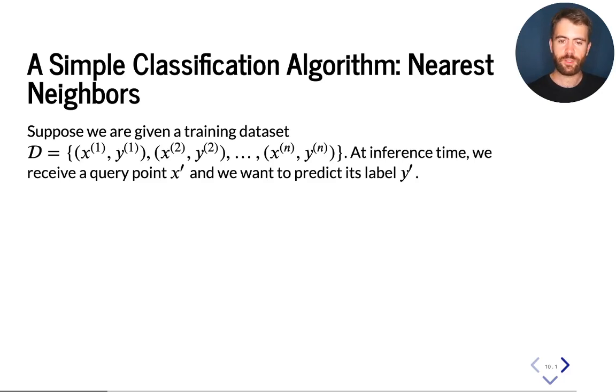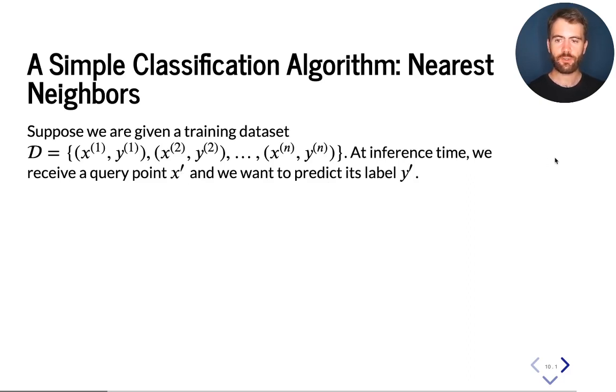So let's define what nearest neighbors is. Suppose that we have a training data set of this form, and now we are doing prediction, or as it's also known in machine learning, we're doing inference. Now we have received a new query point x prime that's sampled from our data distribution, but that's different from our set of training points. And our goal is to predict the label y prime of this point x prime. How do we do this?